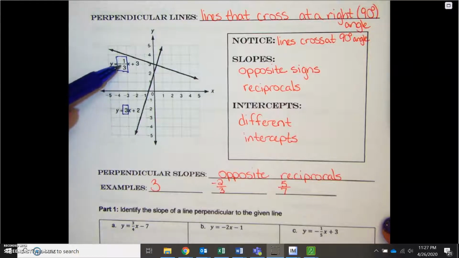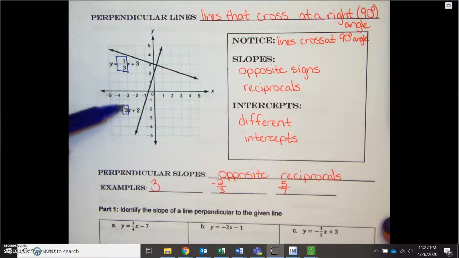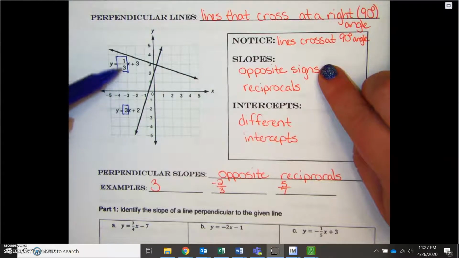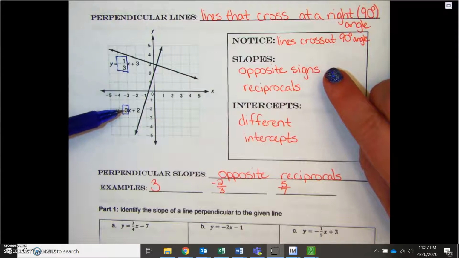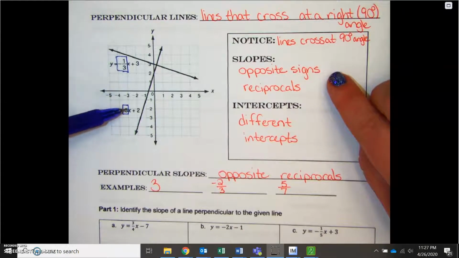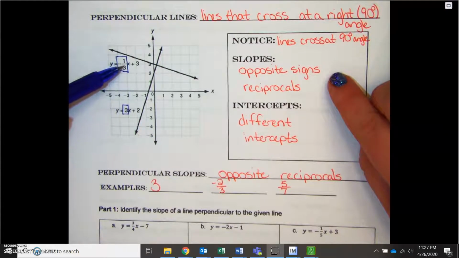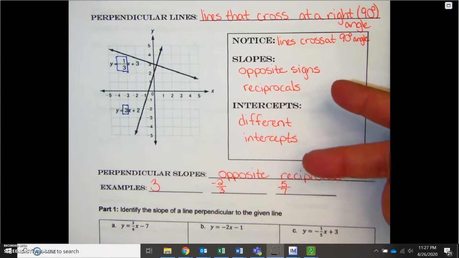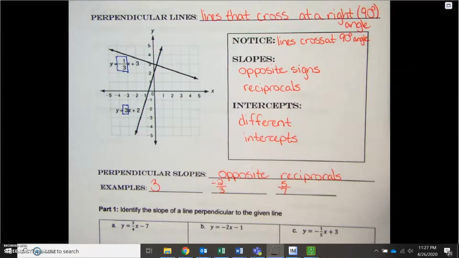The first thing that I notice about these two slopes is that they have opposite signs. So perpendicular slopes have opposite signs. The next thing that I notice is that it looks like they're just flipped over from each other. So if I flipped 1/3 upside down, I'd get the 3. If I flipped 3/1 upside down, I'd get the 1/3. And we call those reciprocals. So a fraction that's been flipped upside down is a reciprocal.